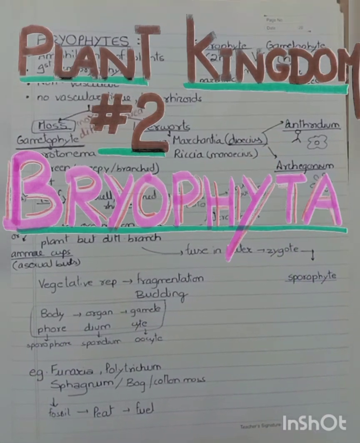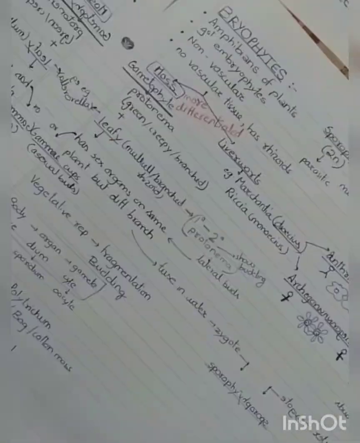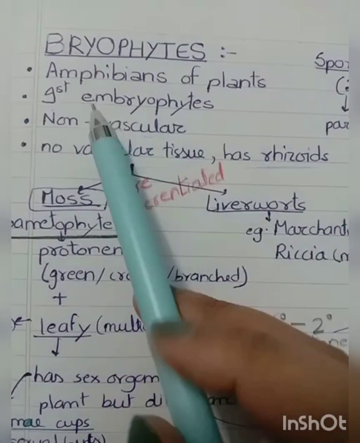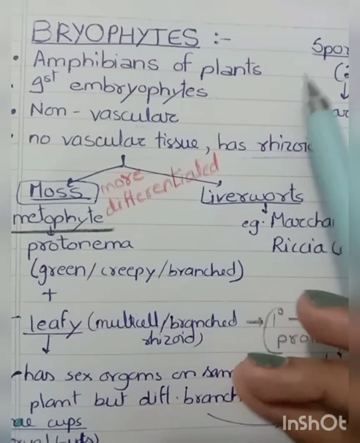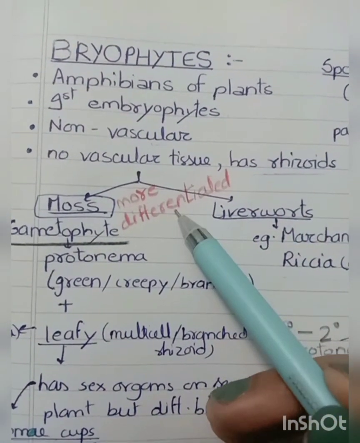So today we are going to continue with our chapter Plant Kingdom. So let's get started. First, we are going to study about bryophytes, their common features. They are known as amphibians of the plant kingdom. Why? Because they can live in both water and land.